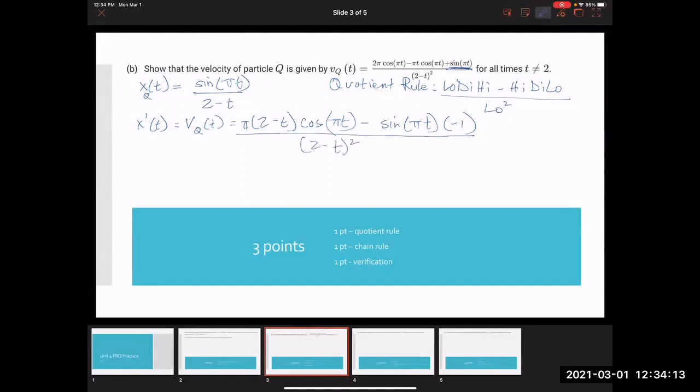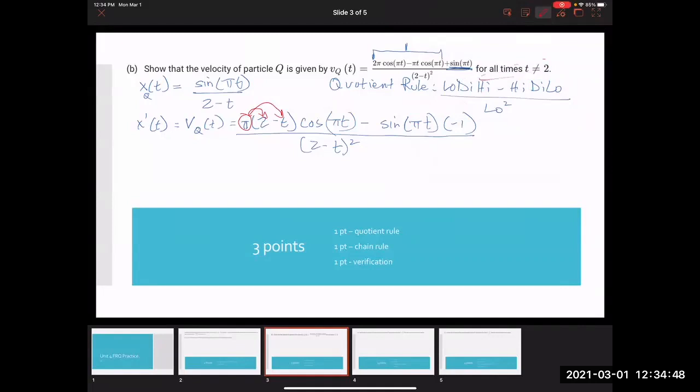Now our denominators look like they should. They both have 2 minus t squared. We can get the plus sine of pi t by changing those 2 negatives to a positive. What doesn't look the same is where they're getting this part right here. It's going to come from distributing the pi and the cosine of pi t. So I'm going to actually do that in 2 steps. I'm not going to do it all at once. The first thing I'm going to do is take pi and distribute it to the 2 and the -t.